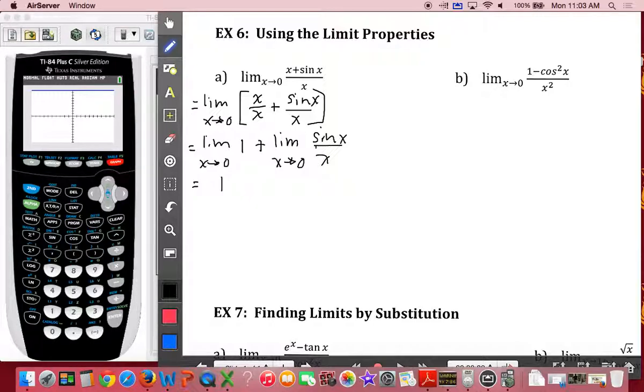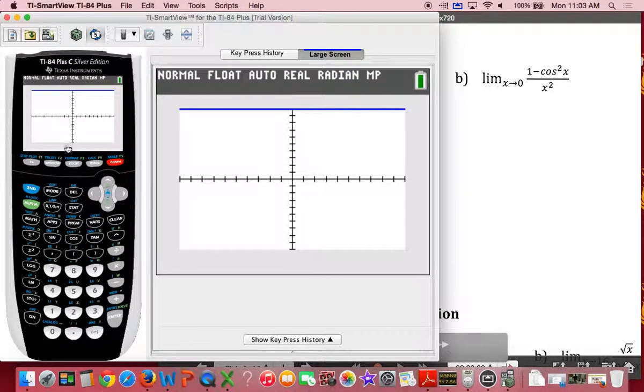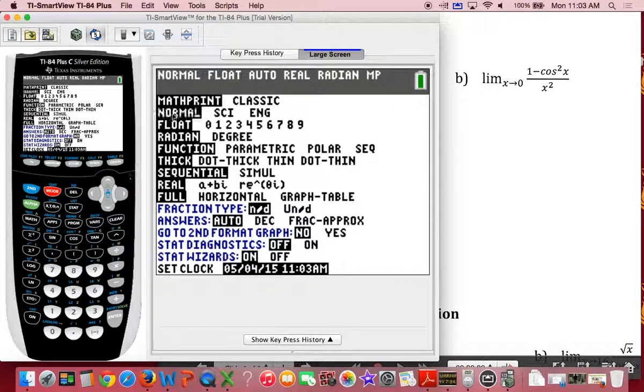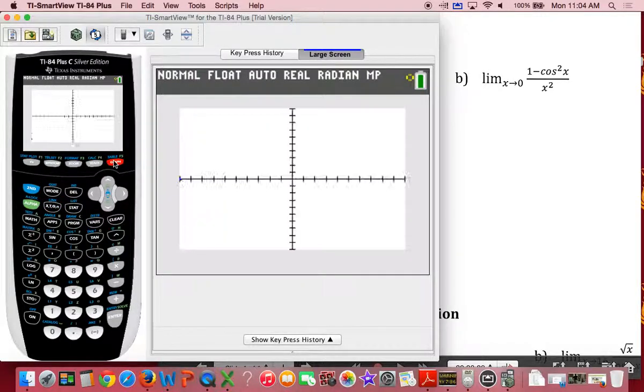Then plus, now we're going to find the limit as x approaches 0 of sine of x over x. So go to your calculator. Make sure that your mode on your calculator is in radian mode. If it's in degrees, it's not going to graph it correctly. So start there. Then we're going to go to y equals. We're going to clear that out. And we're going to put in just the sine of x, close your parentheses, divided by x. And we're going to graph.